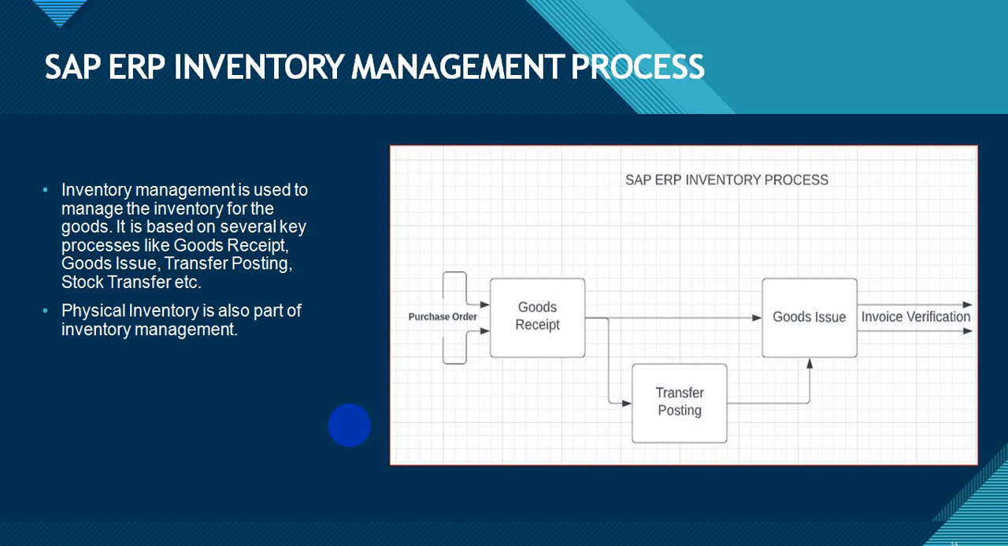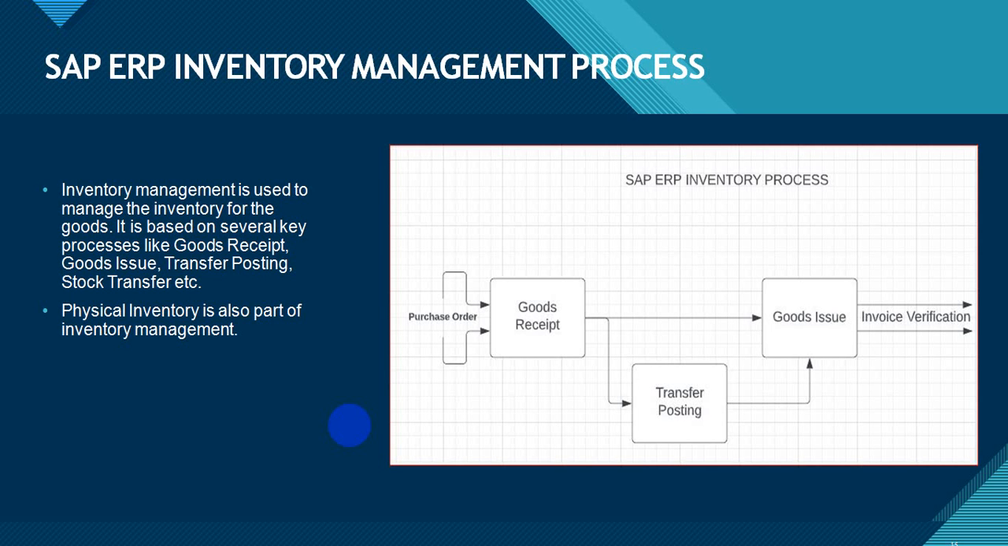Goods receipt is to receive into your inventory. Goods issue is to send out. Issue to production, issue to sales, customer, issue to operations for consumption and things like that. Okay, and then you have the transfer posting. Transfer posting is that you are transferring the items from one stock type to another stock type.